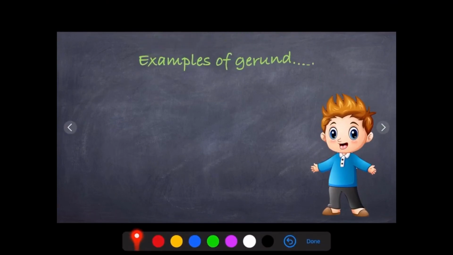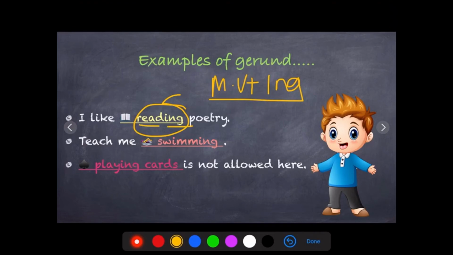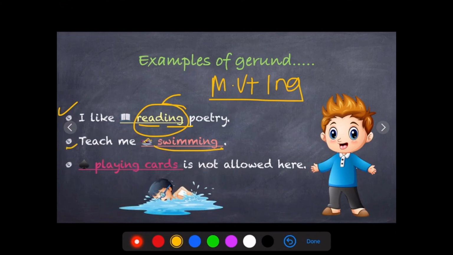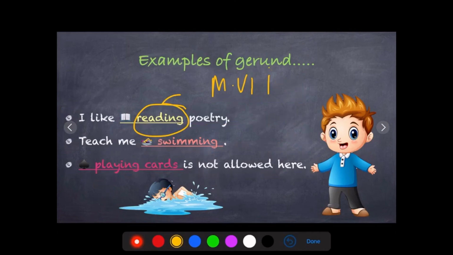Let's see some examples of gerund. I like reading poetry. Now this highlighted part, reading, what is our formula? Main verb plus ing, right? This is read plus ing. Read is a main verb, so this is a gerund. Teach me swimming. Swimming over here, swim plus ing, main verb plus ing, so this is also a gerund. Reading is acting as a noun, swimming in this sentence is also acting as a noun, remember this. Playing cards is not allowed here. Over here playing is also acting as a noun. So you should make sure that it is main verb plus ing and also that it is acting as a noun.